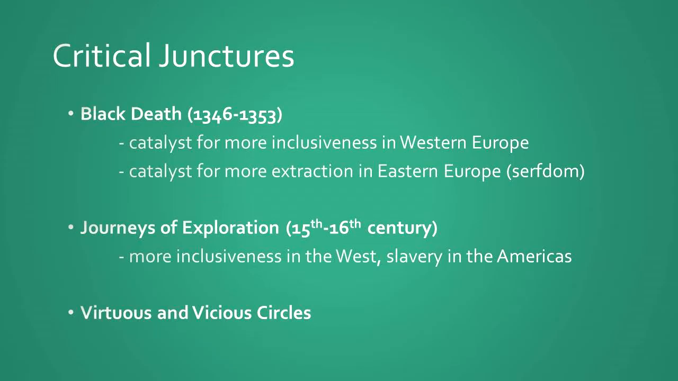That's very interesting. I don't have the time to go into it, but I think it's a very interesting analysis. I think the more obvious one is the second one, which is the journeys of exploration in the 15th and 16th century. They acted as a catalyst for more inclusiveness in Western European societies, but at the same time they acted as a catalyst for more extraction and repression in the Americas. So these critical junctures have a selection effect. They set in motion virtuous and vicious circles. It can be one of the two.